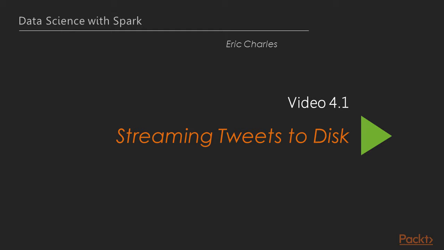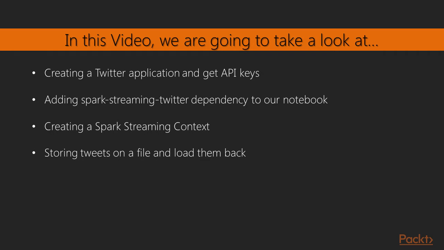Now we move on to the first video of this section that deals with collecting and storing tweets directly from Twitter. I will first show you how to create an application on the Twitter website and get the security keys. With those security keys, you will be able to create a Spark streaming context and feed it with tweets in memory. We will then store the tweets on disk.